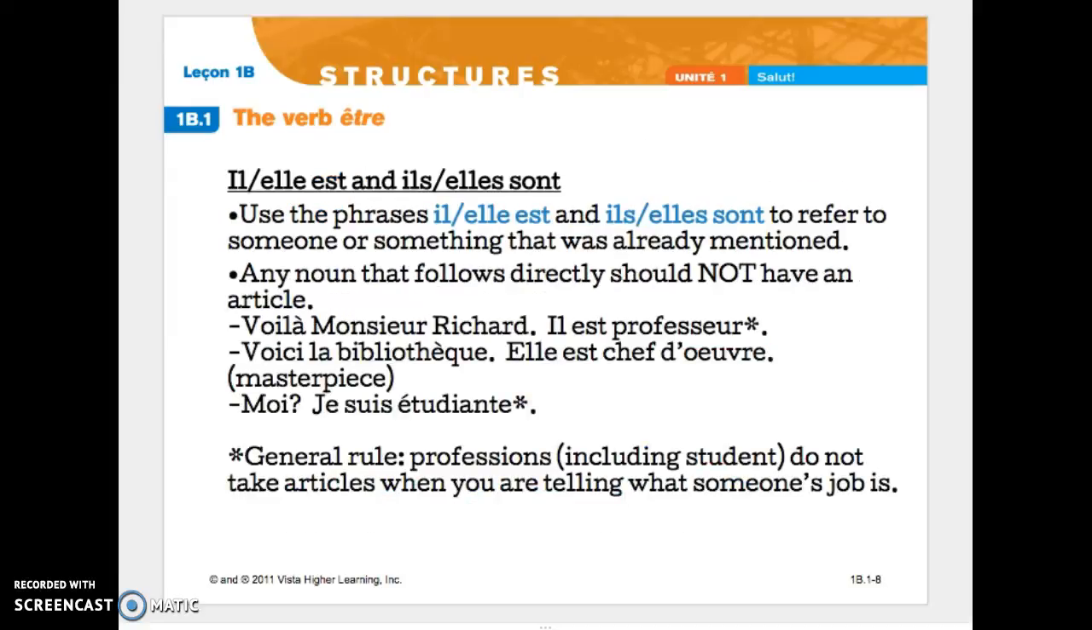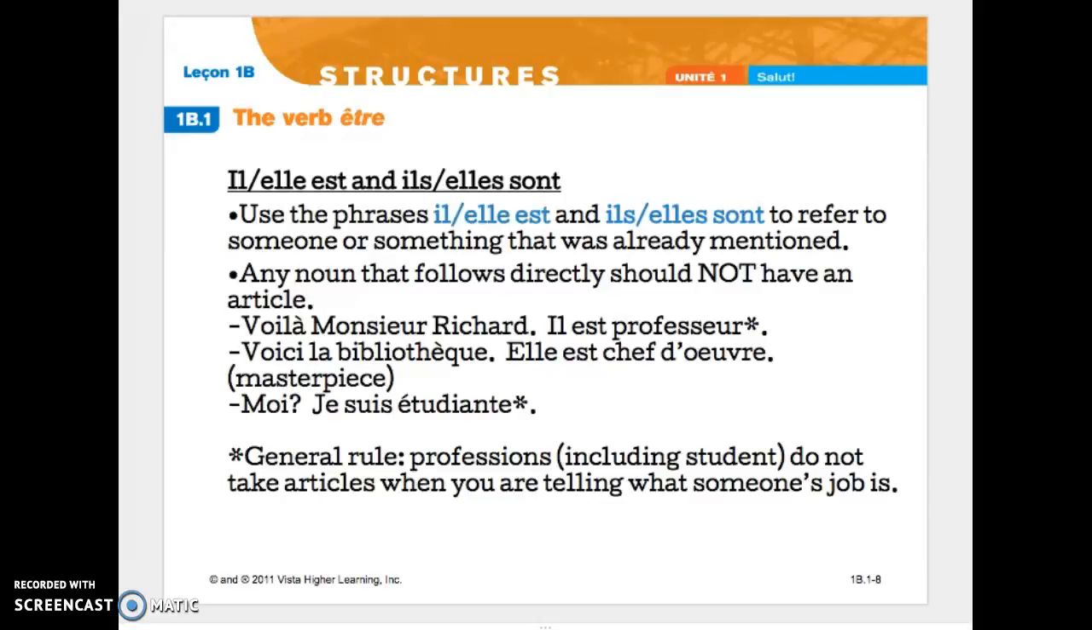Il est and elle est, and ils or elles sont, also have differing uses depending on what has already been mentioned. Any noun that follows directly should not have an article. For example, we have voilà Monsieur Richard, il est professeur. Here is Mr. Richard, he is a teacher. For some reason in French, we really don't know why, people's professions, including being a student, do not take an article. So you would never say il est un professeur or il est le professeur.